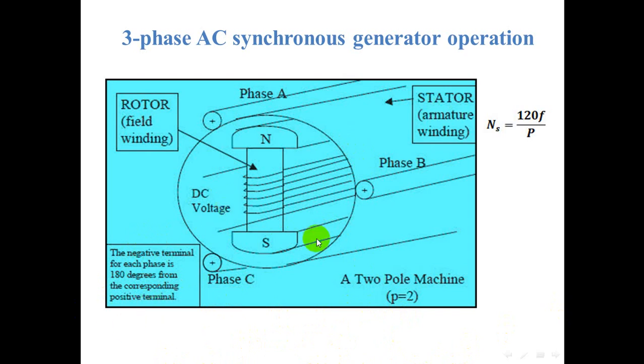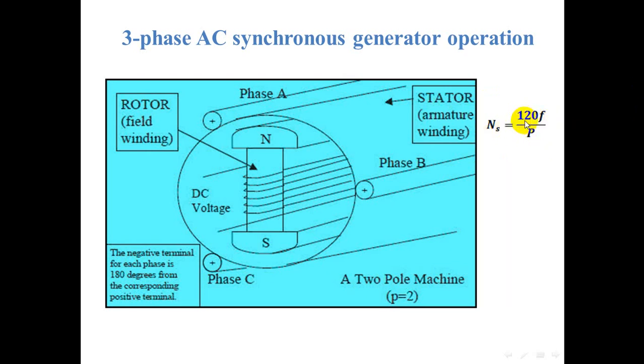Then the speed of the synchronous generator is given by this law. The speed of the field poles, the synchronous speed, is given by this law: NS equals 120 F over P. What does this mean? NS is the abbreviation of synchronous speed. The synchronous speed of the generator's poles is called NS, equals 120 F over P.